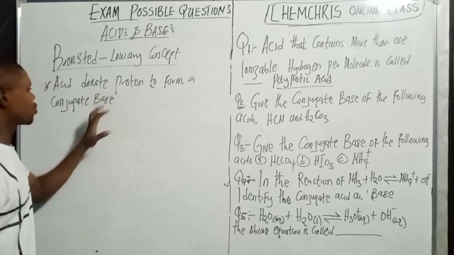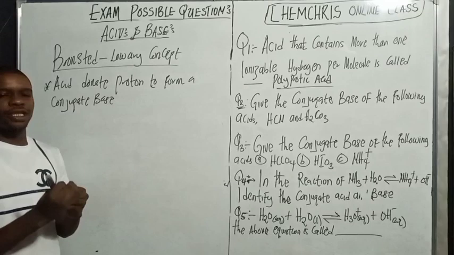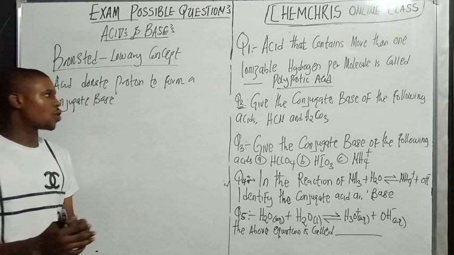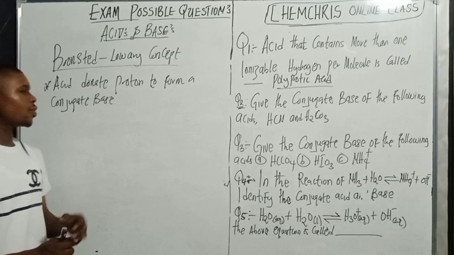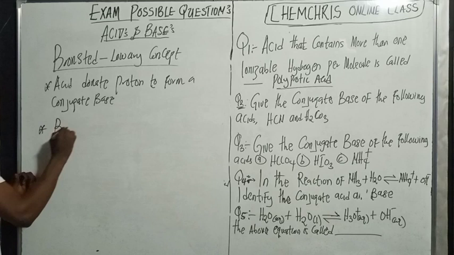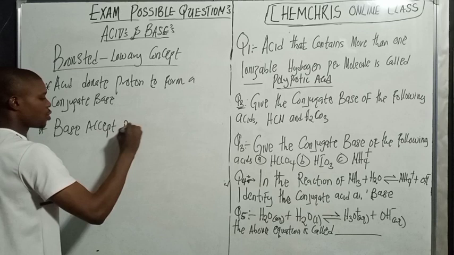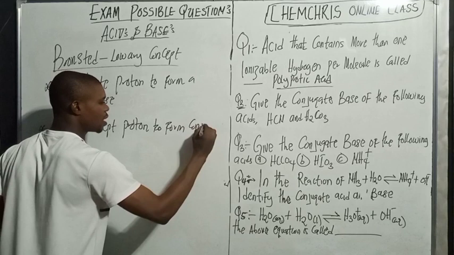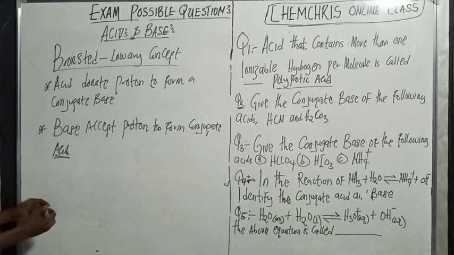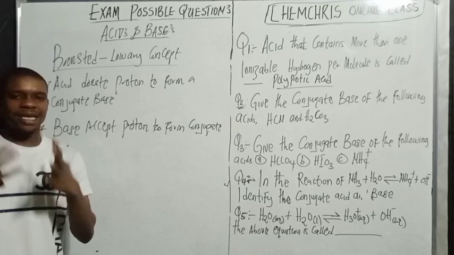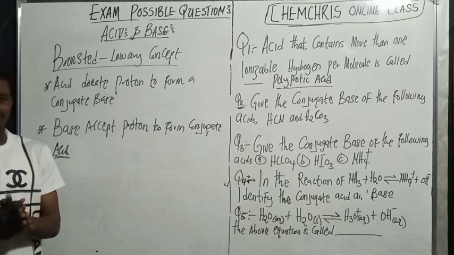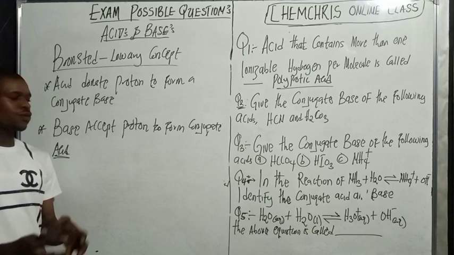Do you understand? So the species that releases a proton in acid and base reactions is called the acid. And whenever an acid donates a proton, it forms a conjugate base. While a base accepts a proton to form a conjugate acid. Very, very important. You get that? So these are the two main key definitions in the Bronsted-Lowry concept, acid and base. An acid donates a proton to form a conjugate base, while a base accepts a proton to form a conjugate acid.